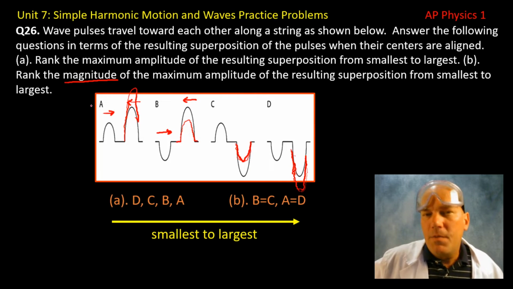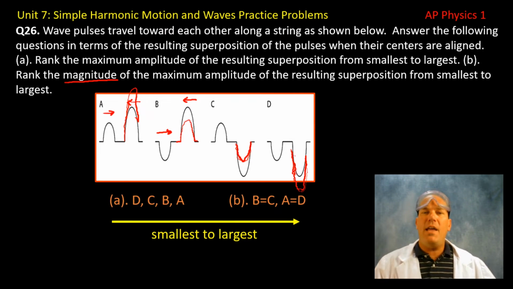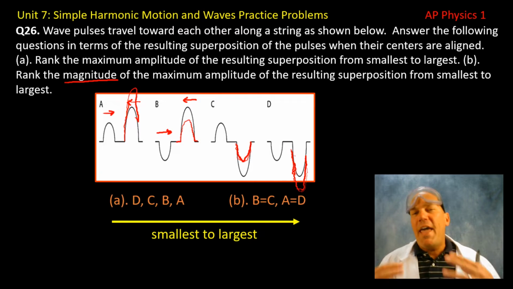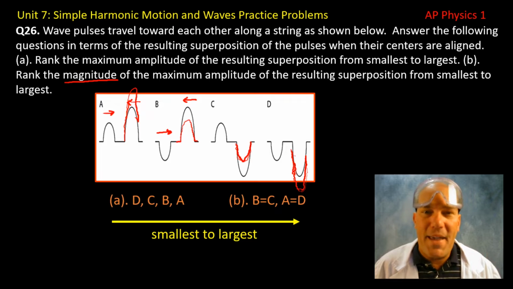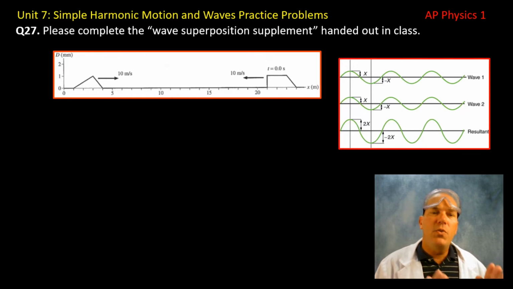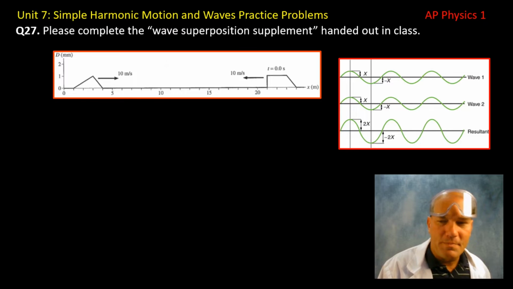Okay, so for closing on this one, big difference here. We're looking at constructive and destructive interference, and that is known as wave superposition. And we've been able to rank these both, including the positive and negative, the signage, and also rank these based on the magnitude. In question 27, you were asked to complete the wave superposition supplement that was given to you in class and is also clickable on the online version.